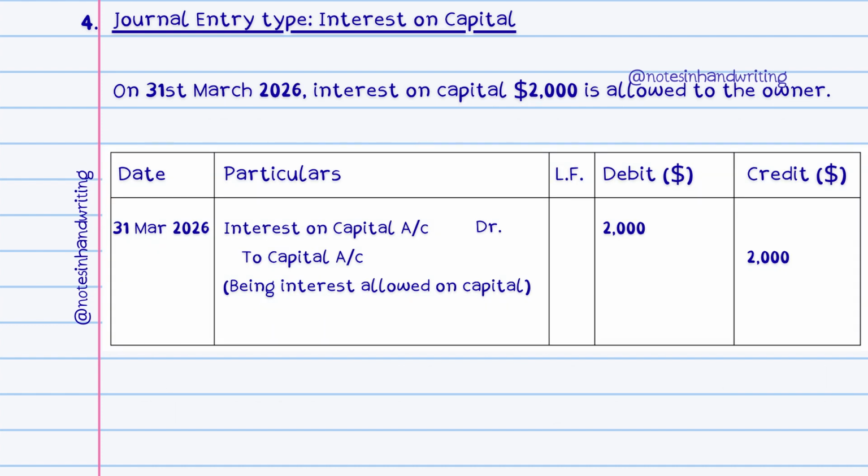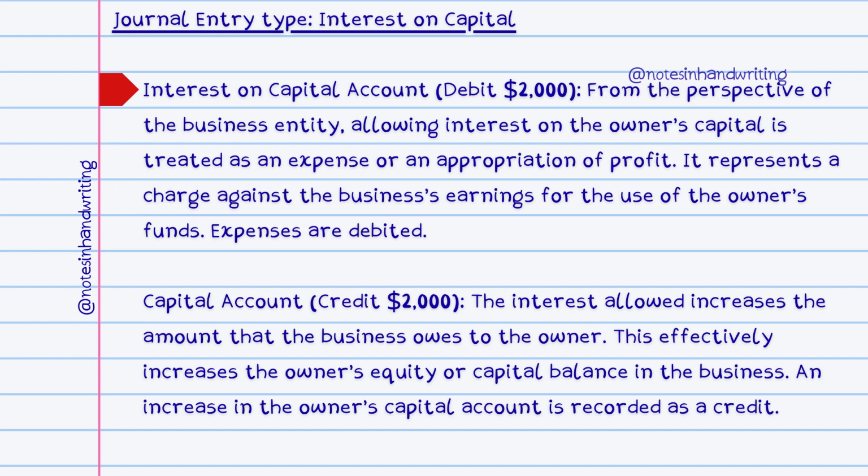Our next journal entry type is interest on capital. Here we have $2,000 interest on capital which is said to be allowed to the owner. Following is the journal entry. The accounts involved in this transaction are interest on capital account and the owner's capital account. When it says allowing interest on capital, it means the business is treating the owner's investment in the business as if it were a loan from the owner to the business.